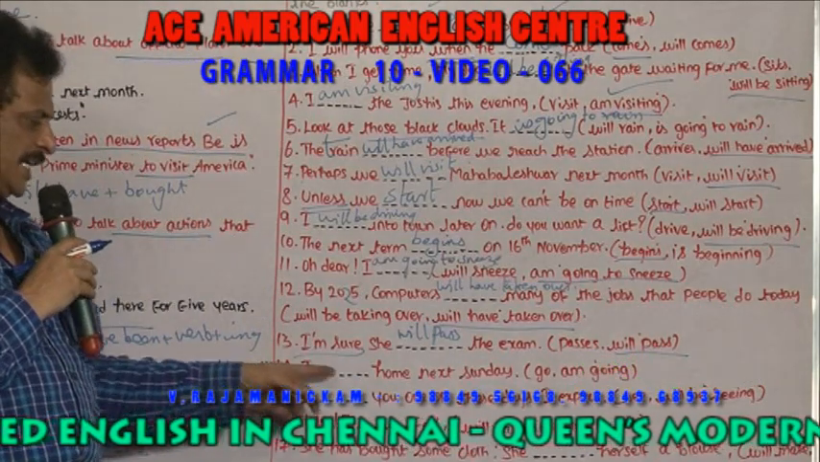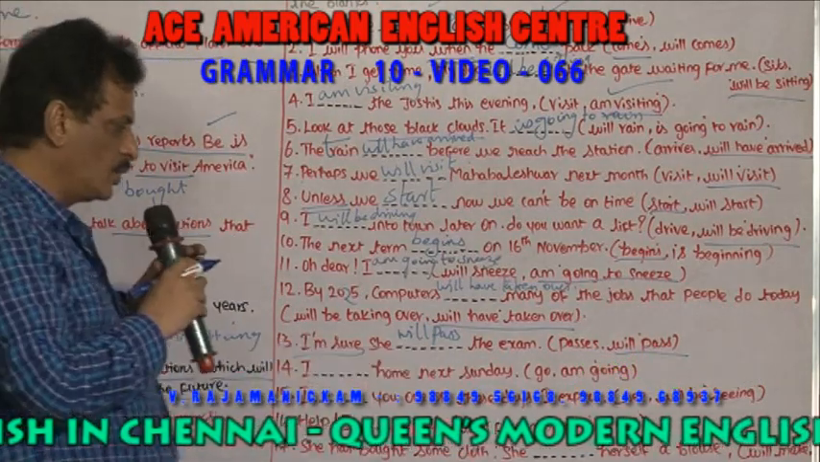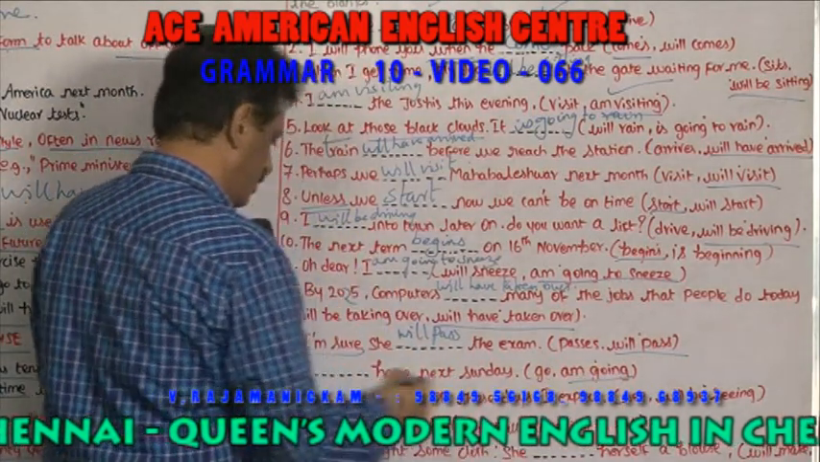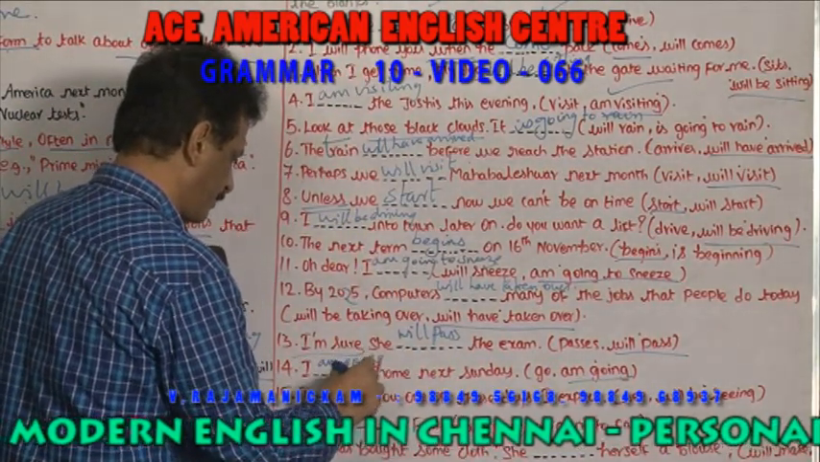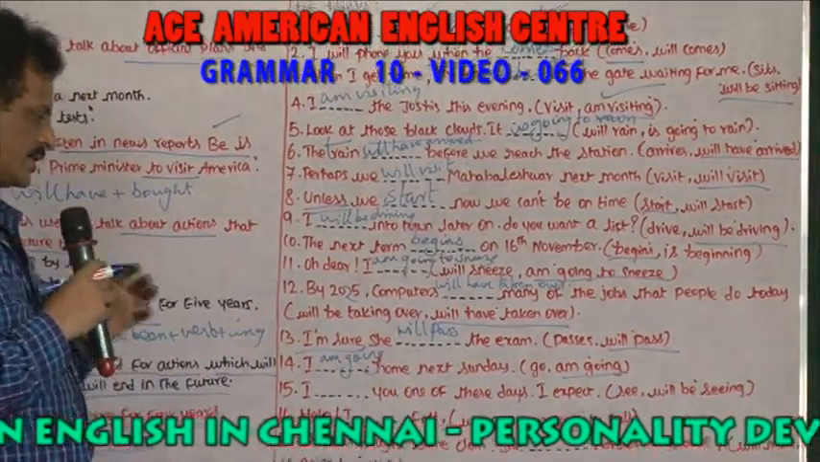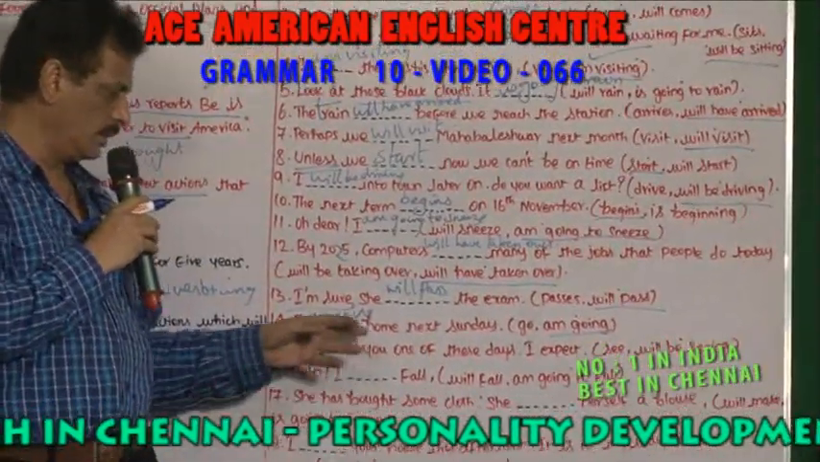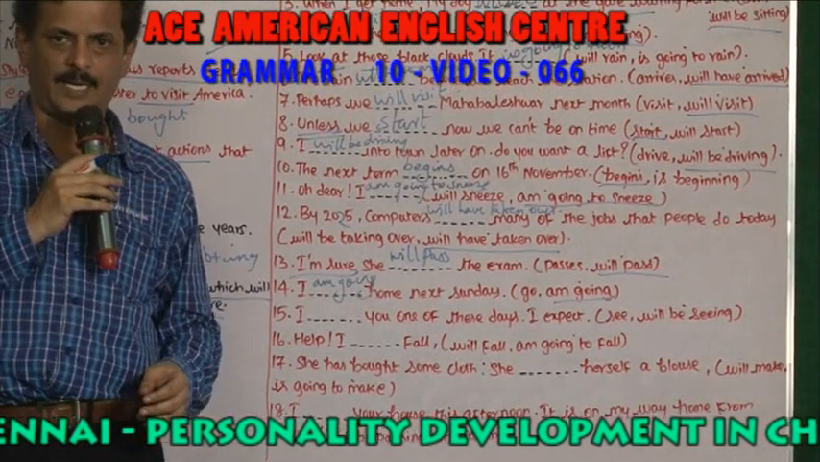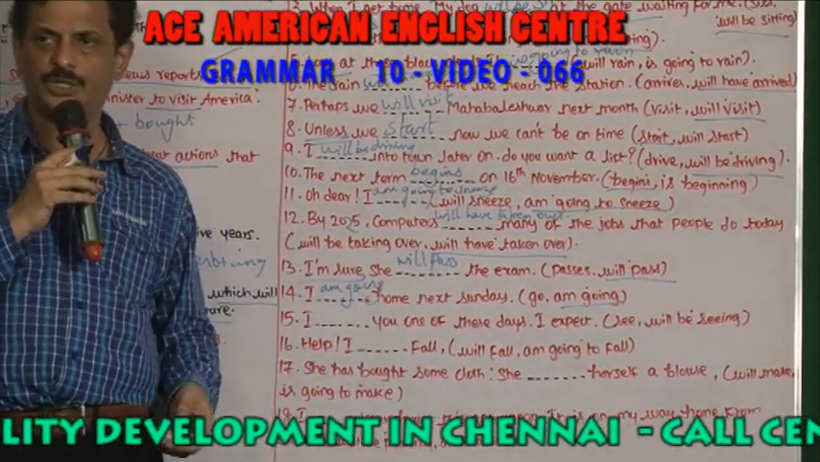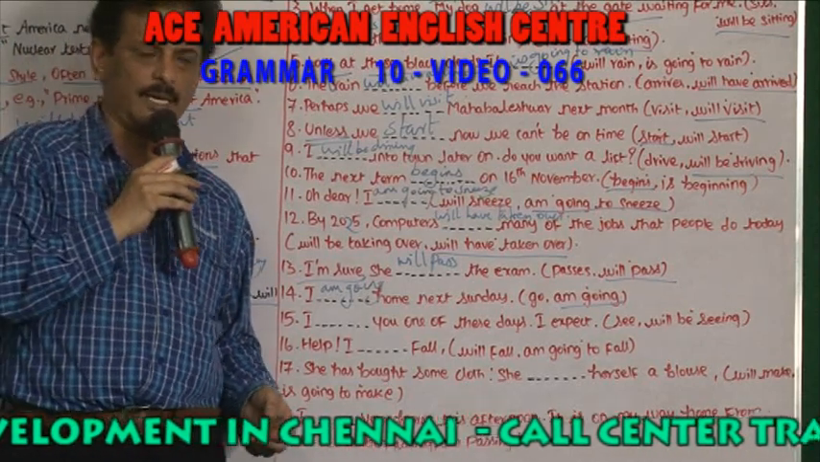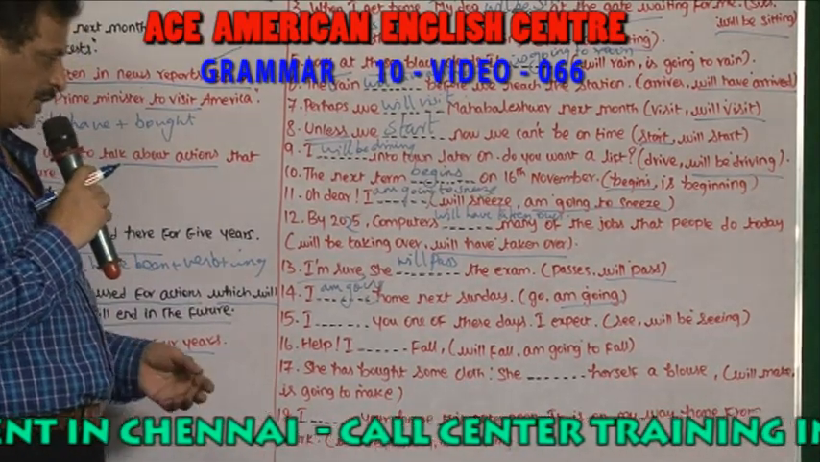Now coming here, I dash home next Sunday. I am going or I go? I am going. Why do you use I am going instead of go? I go home next Sunday. When you are speaking, you make an immediate decision. Yes, I am going. But here it is a plan already decided.